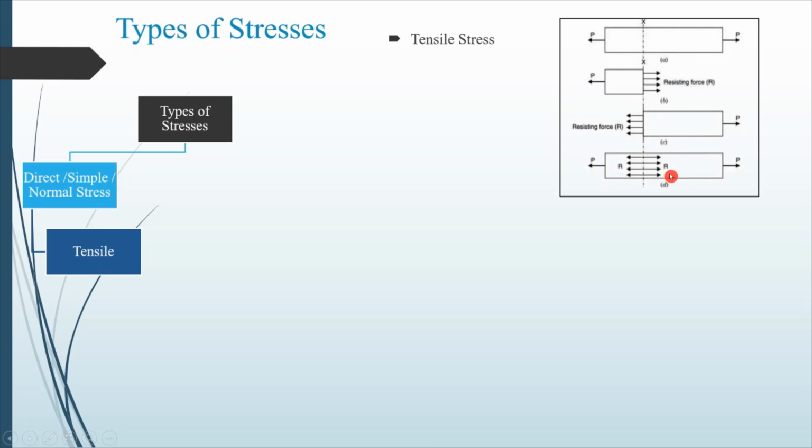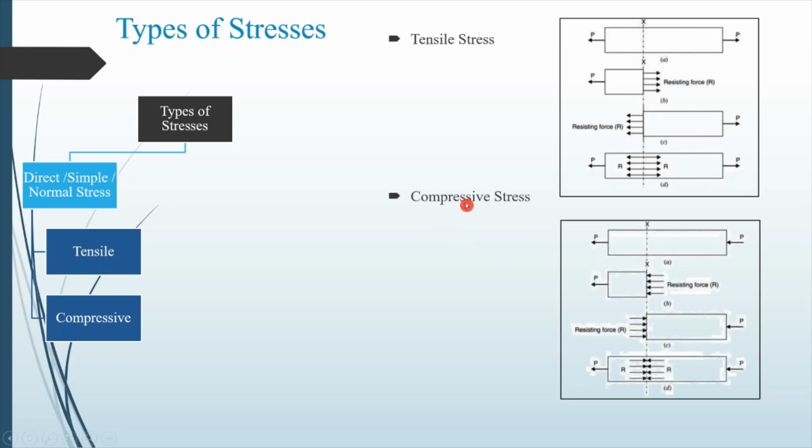Now the next type of stress will be compressive stress. So for compressive stress, you can see this diagram here. There is a printing mistake or typing mistake. The direction of P should be inward. In case of compressive force, it should be coming towards the body. Here also the direction should be towards the body.